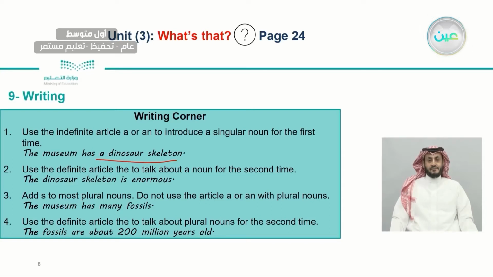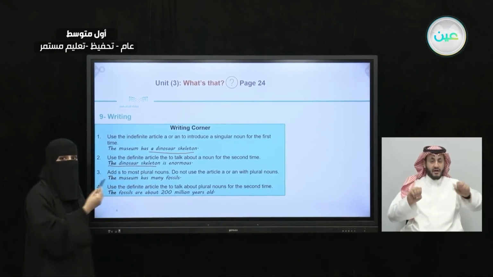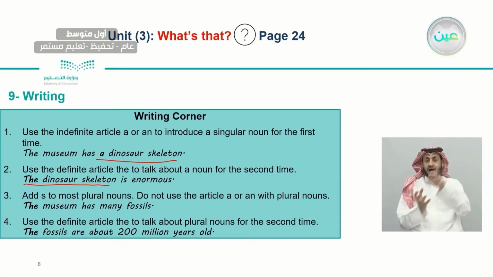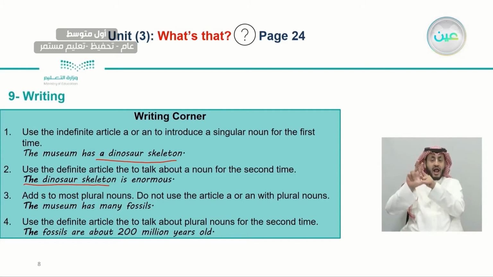Okay. Number 2, use the definite article the to talk about a noun for the second time. What does that mean? Let's look at the sentence and see. The dinosaur skeleton is enormous. What happened here? I added an adjective. I added more information about the same object. At the first time, it was unknown to my readers. And the second time, I added an adjective, I added more information, and my readers are familiar with the dinosaur skeleton I'm talking about. So that's why I use the definite article the for the second time.